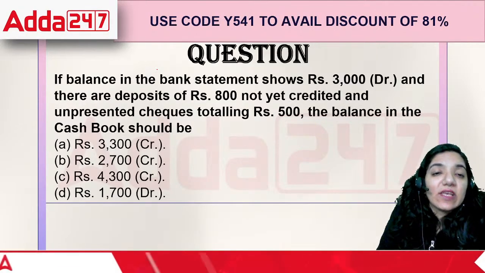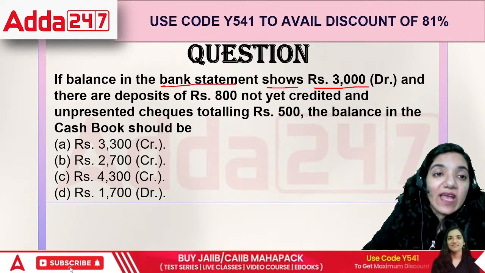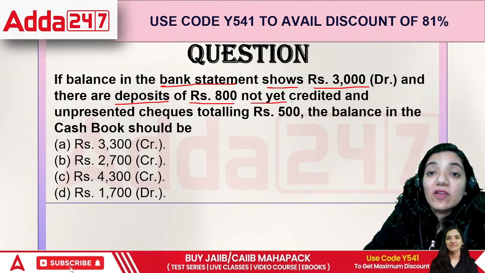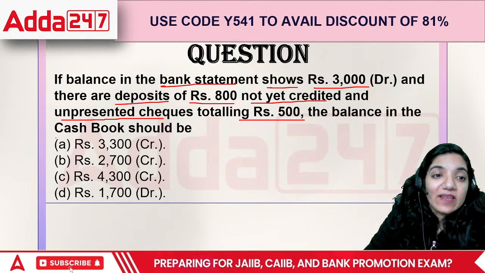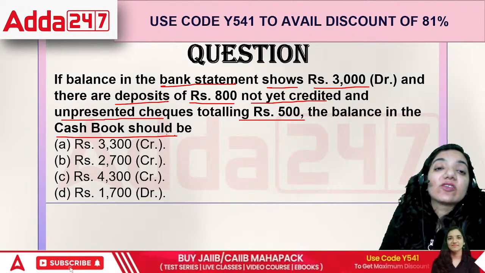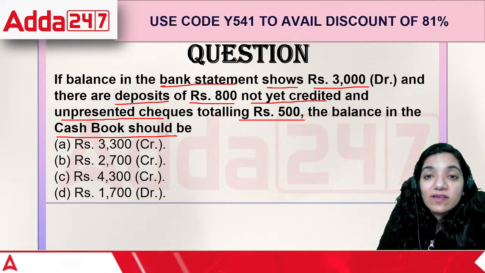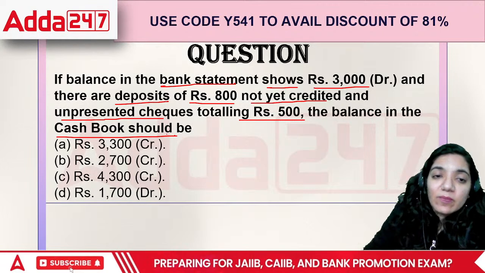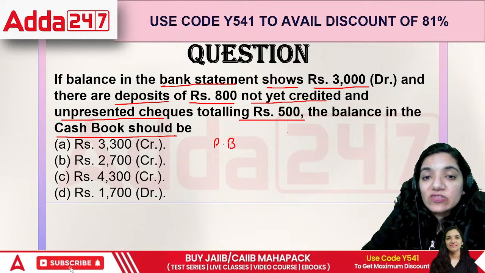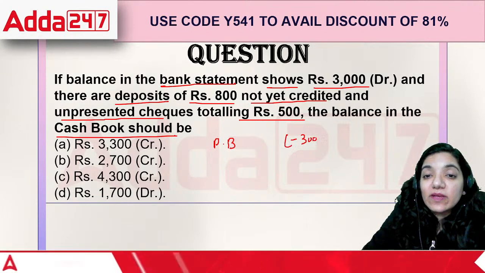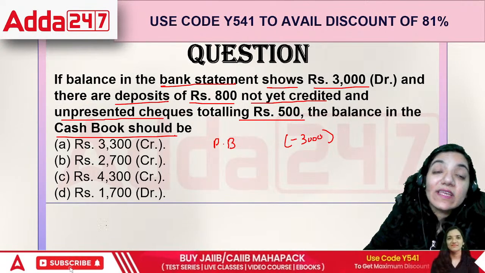Next question. If the balance in the bank statement shows rupees 3,000 and there are deposits of rupees 800 not yet credited and unpresented checks total 500, the balance of the cash book should be. Now let's talk about it. The point is we are given the value of the passbook. In passbook, we have a balance of negative 300. Then they say that there are deposits of 800 not yet credited.